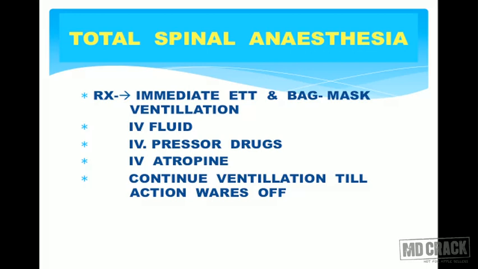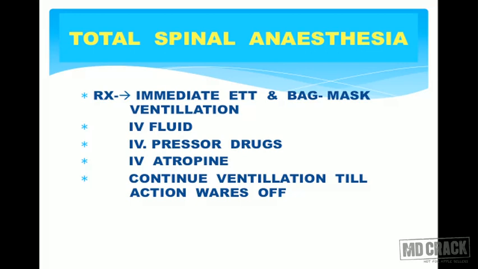Immediately do direct laryngoscopy, as I mentioned in the previous module, intubate the patient and employ bag and mask ventilation so that proper ventilation is achieved and the patient starts breathing, or you give oxygen to the patient till his respiratory paralysis is rendered ineffective or the patient comes out of the respiratory paralysis.